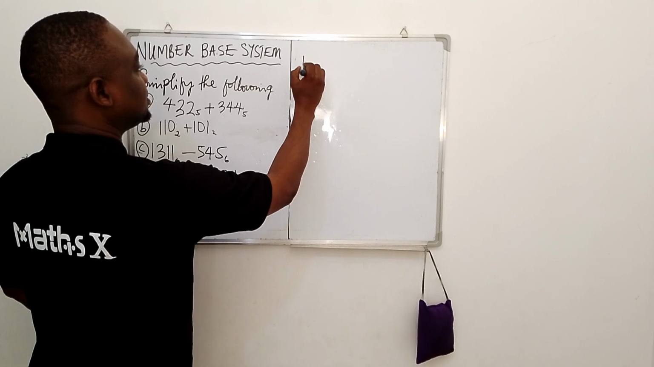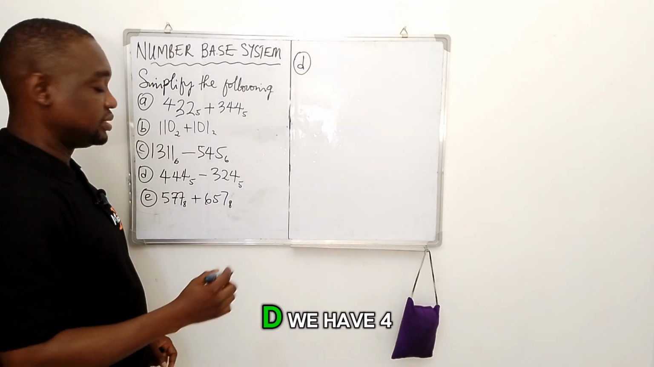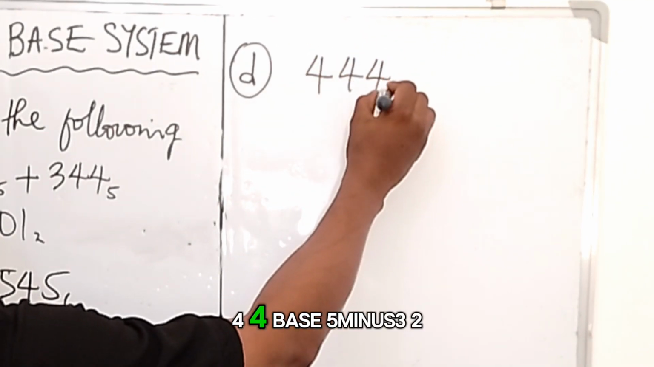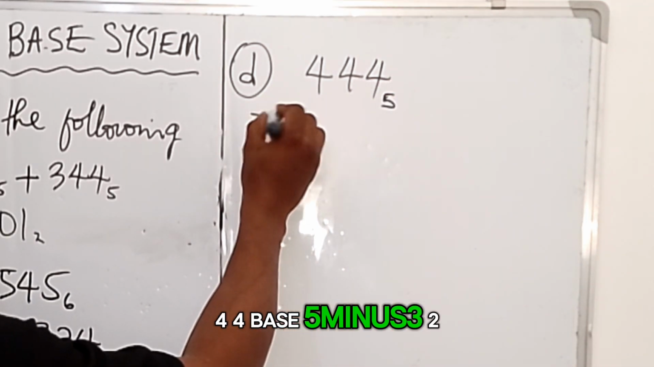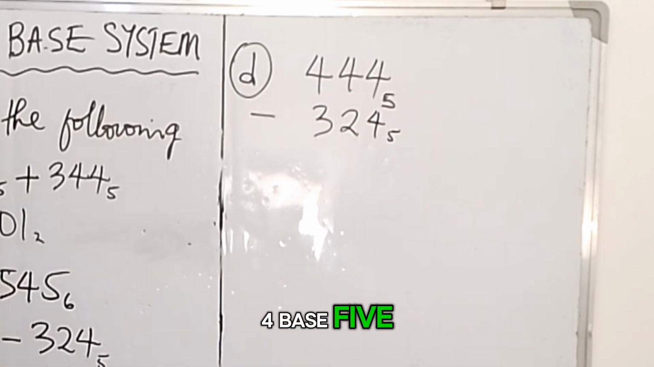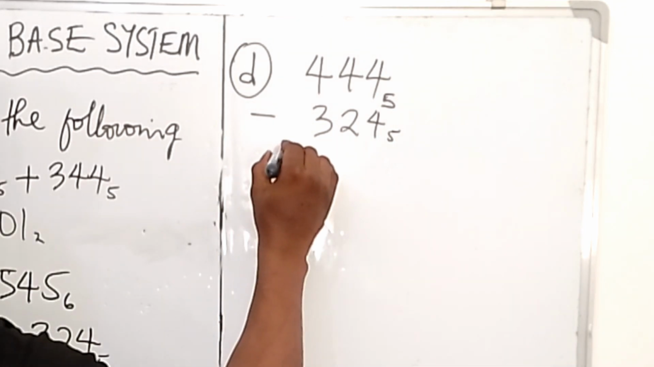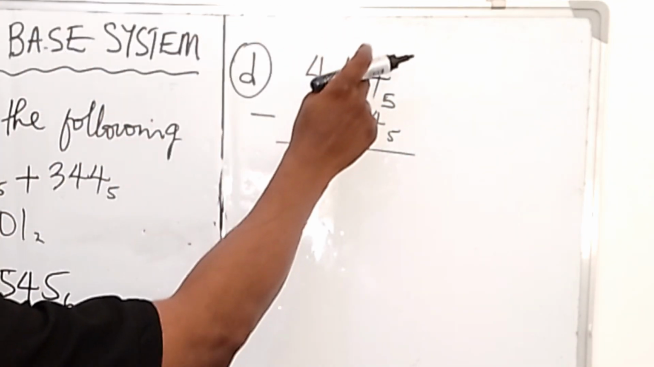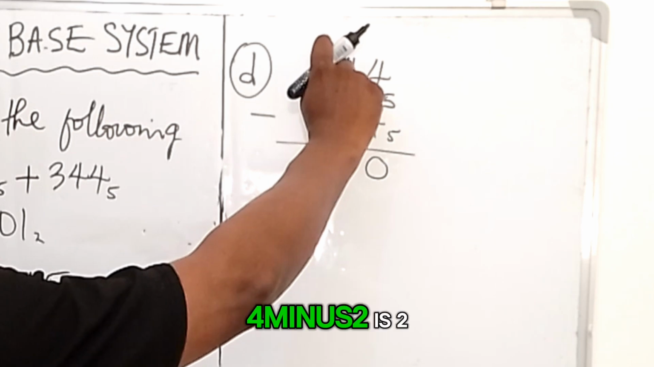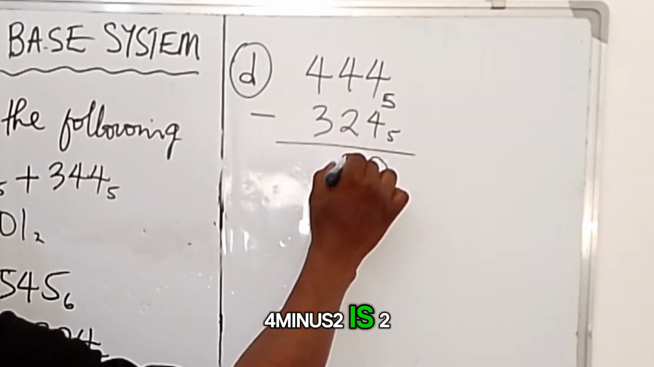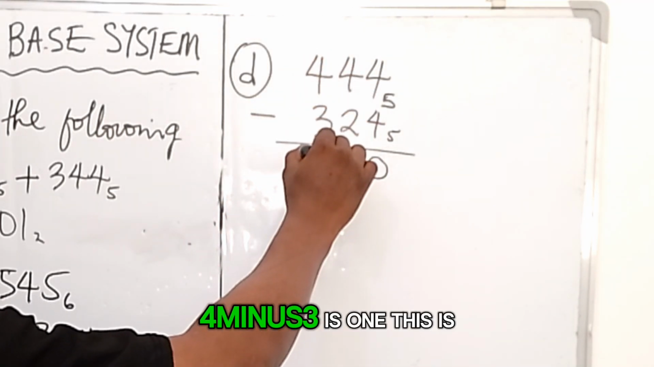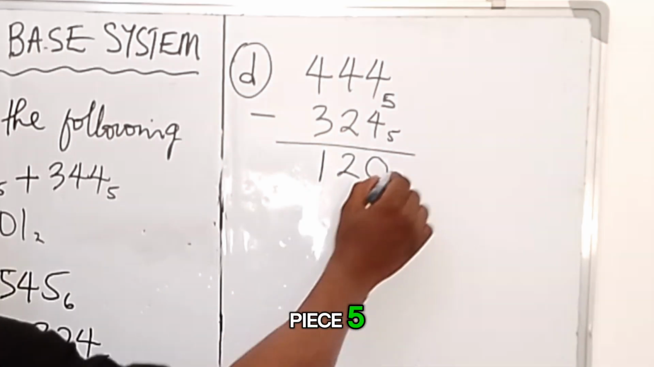So D, we have 444 base 5 minus 324 base 5. 4 minus 4, 0. There's no problem there. 4 minus 2 is 2. 4 minus 3 is 1. This is base 5. This is a piece of cake.